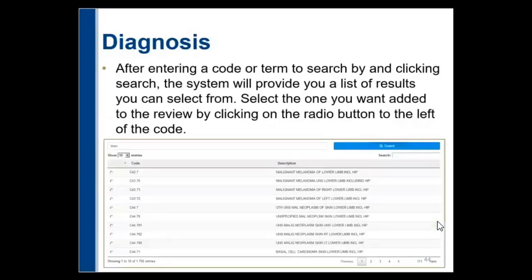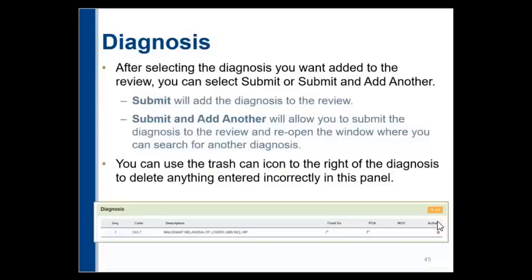The system will return the results based on your search, and you'll select the radio button next to the one that is relevant to select it. And once you have selected it, you'll click the Submit button to add it to the panel. If you click Submit, it adds that diagnosis. There is also an option of Submit and Add Another, which will take you back to that selection screen and allow you to search for another diagnosis to add.